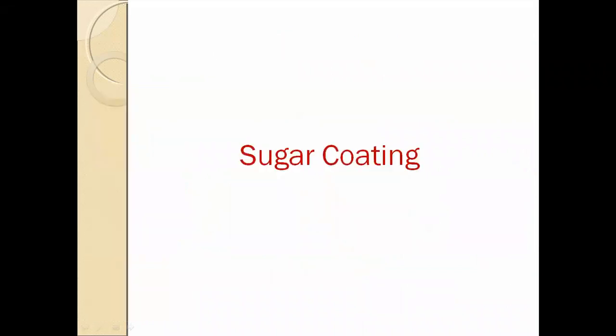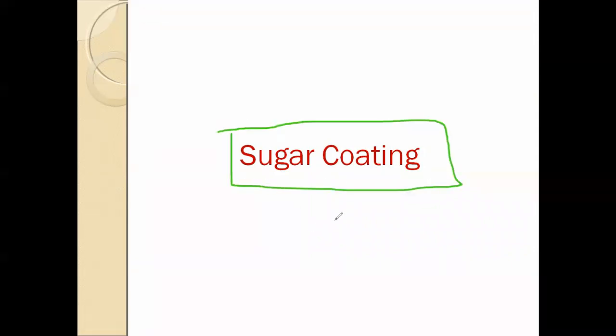Now let's see in detail about the first type of coating, that is sugar coating. When we talk about sugar coated tablets, the first thing which comes to our mind is gems, the small spherical shaped chocolates which we have at least eaten once in a lifetime.